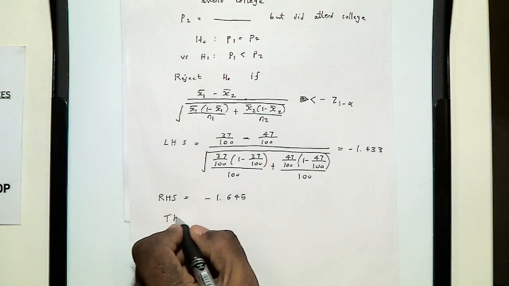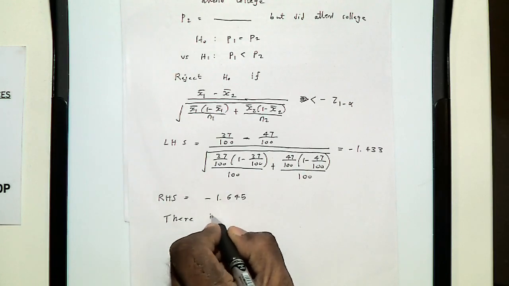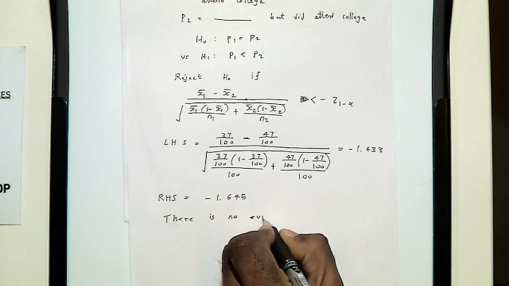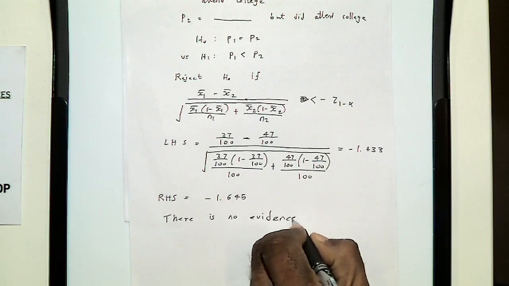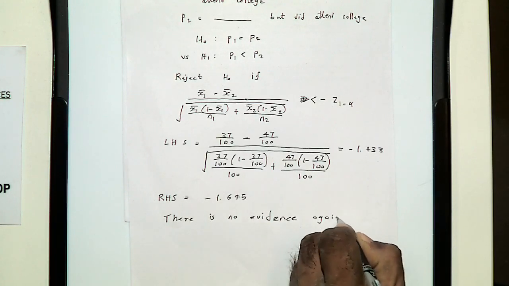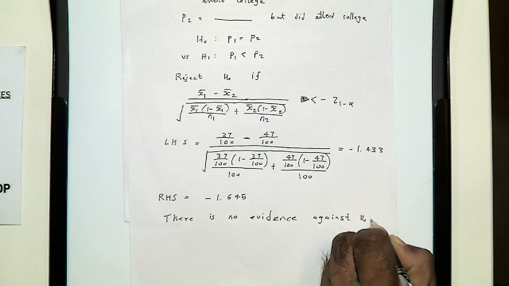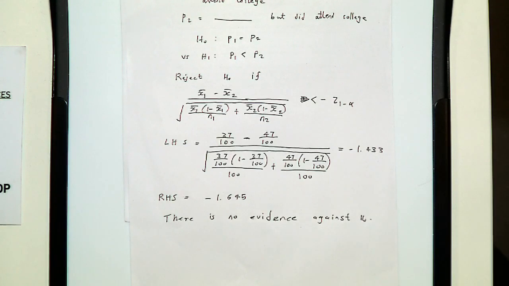So the conclusion is that there is no evidence against H0. I think the typed solution has a mistake in it. It should say there is no evidence against H0 because the rejection rule is not satisfied, right? Okay guys, is that okay? Question 5. Yeah? Alright, now can you do question 4 please?